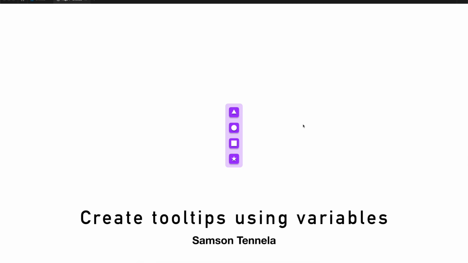Hey there, I'm excited to show you how to use Figma's newest feature, variables, to easily create tooltips for your prototypes. Let's get started. Suppose our goal is to display a navigation bar solely with icons and then show the labels of the navigation items as tooltips that appear when the mouse hovers over them.